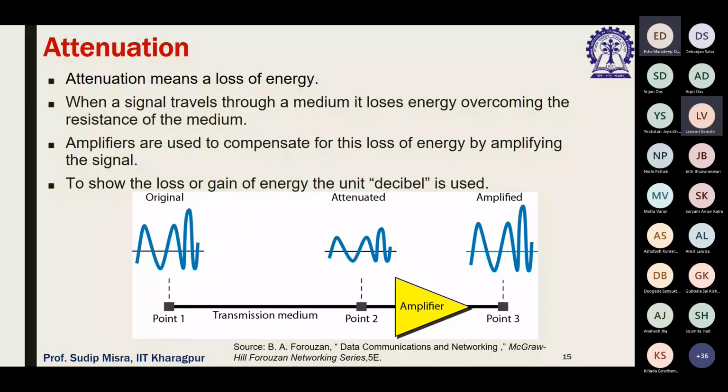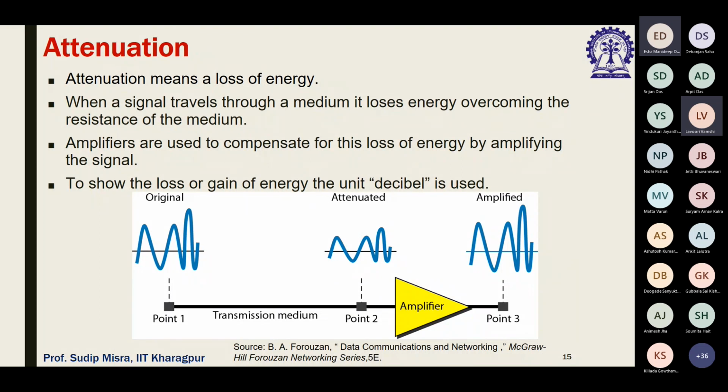So essentially, if the signal strength is going to be lost after traveling for a certain time, you need to boost it up in certain ways. There are certain devices like repeaters, etc., which can basically help in rejuvenating these signals. So you need to compensate for this loss with the help of amplifiers that will amplify the signal, that will increase the strength of the signal.